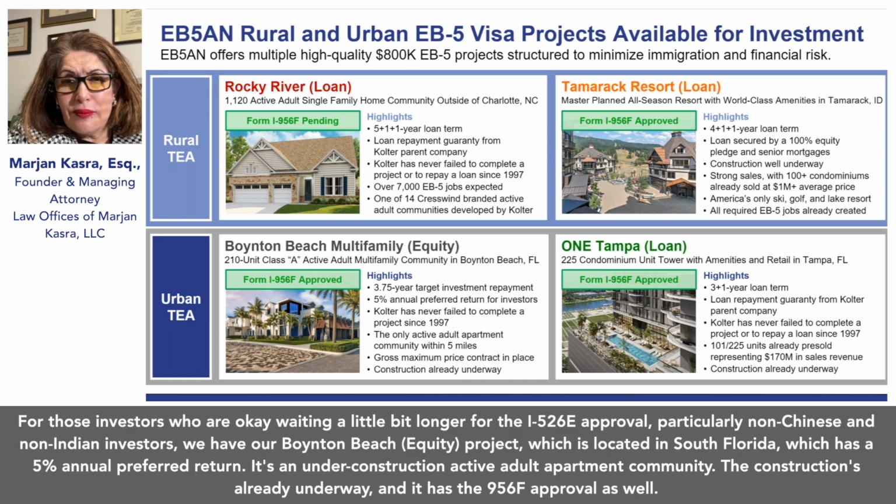For those investors who are okay waiting a little bit longer for the I-526C approval, particularly non-Chinese and non-Indian investors, we have our Boynton Beach Equity project, which is located in South Florida and has a 5% annual preferred return. It's an under construction active adult apartment community. Construction's already underway, and it has the 956F approval as well.